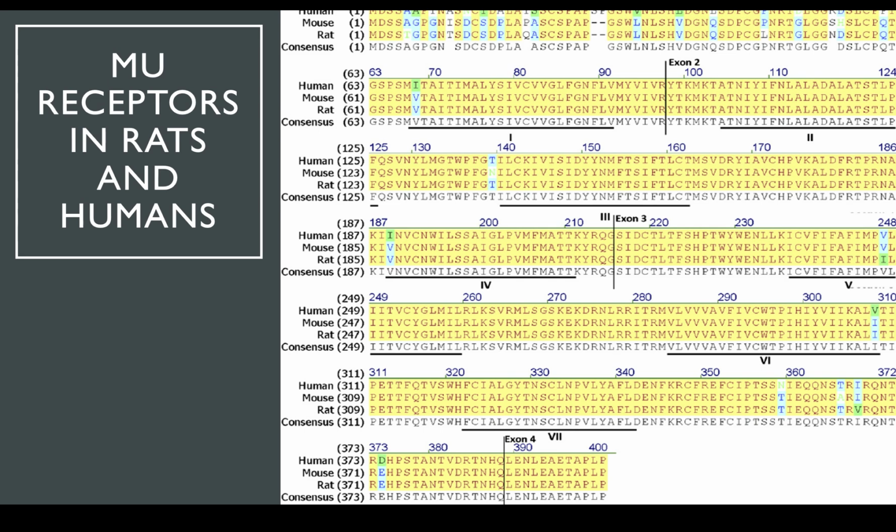What this supports is the idea that mu receptors in rodents and humans are relatively the same in terms of their structure and function. And this shows how rats could potentially serve as really useful and helpful models in understanding the role that mu receptors play in addiction and physical dependence.